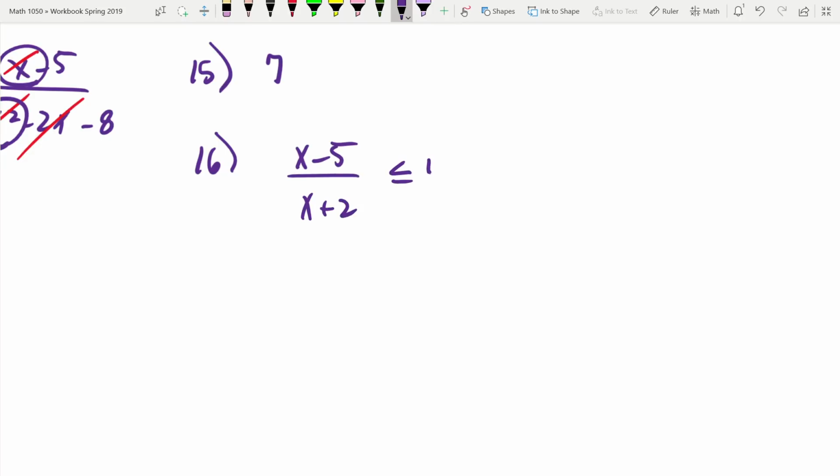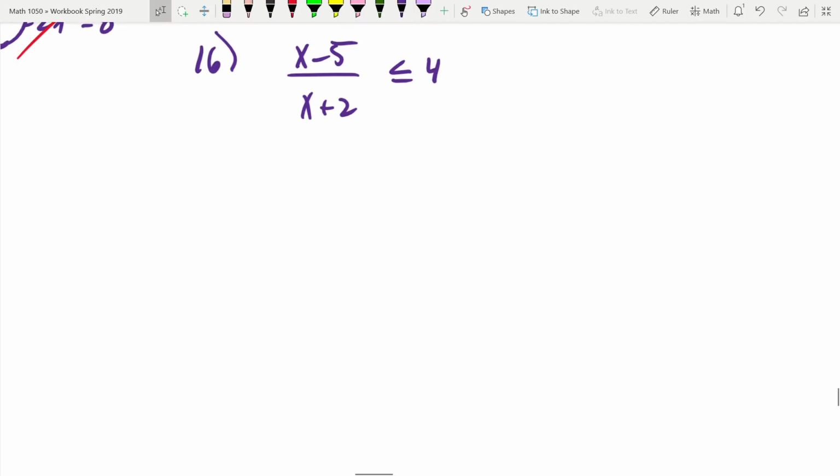This is a critical numbers type 2. If you cross multiply, you're going to get no points for this problem. Okay? The only time you cross multiply is when there's an equal sign. I think the toughest part of this problem is remembering the steps. It's not necessarily doing the steps. So step 1 is to get a 0 on the right hand side. So it's x minus 5 over x plus 2 minus 4 is less than or equal to 0.